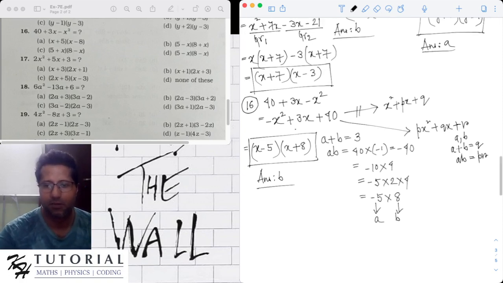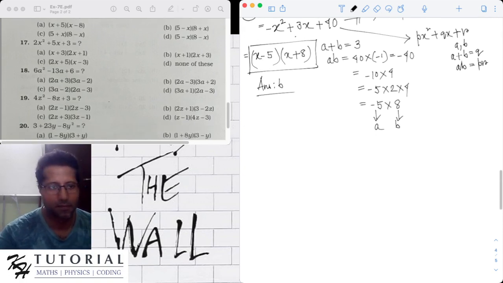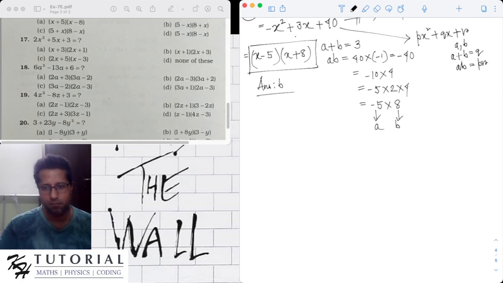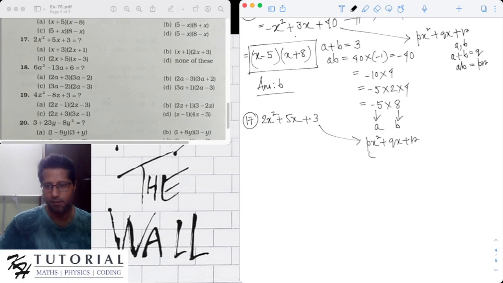Okay, let's do problem number 17. The polynomial is again a quadratic trinomial, 2x square plus 5x plus 3. So it is of the form px square plus qx plus r, where p is 2, q is 5 and r is 3.